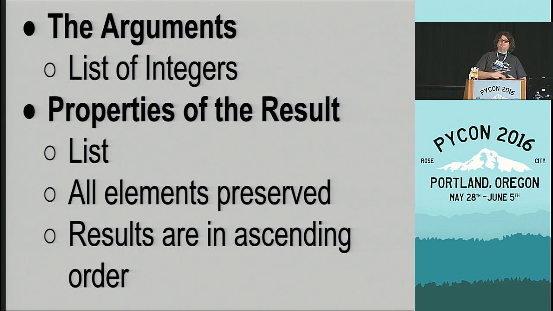So in a property-based test for our sorting example, we have two parts. The arguments, fairly easy. It's just a list of any integers. The properties of the result is, it better be a list. If I throw a list at sorting and get a dictionary, I got a problem. All the elements better be there in the same amount. I don't want any new elements added to my list. I don't want any elements taken out. And finally, the results are in ascending order. In other words, the list better be sorted after my sorting algorithm runs.